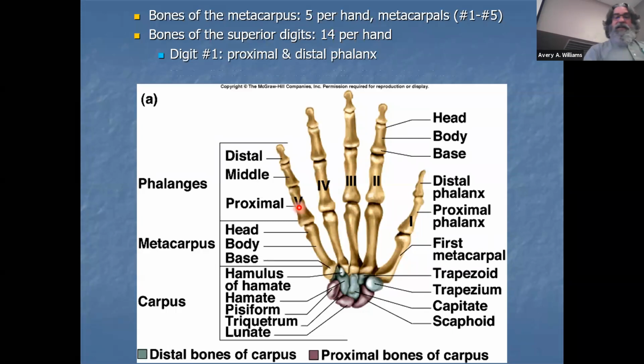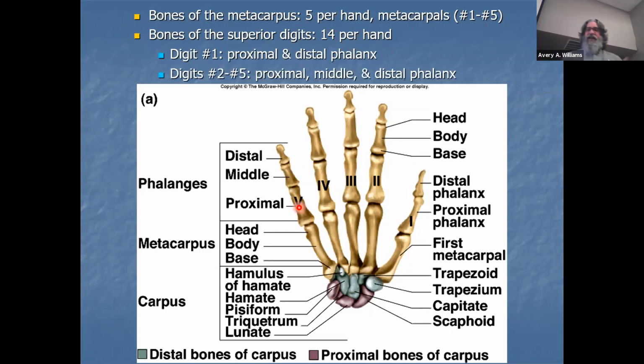And really, that's exactly how you name the bones of your toes, exact same way. You have 14 toe bones per foot. And there's a proximal and distal phalanx 1, and then a proximal, middle, and distal phalanx 2 through 5. Hands and feet, similar. That's a great place to stop.